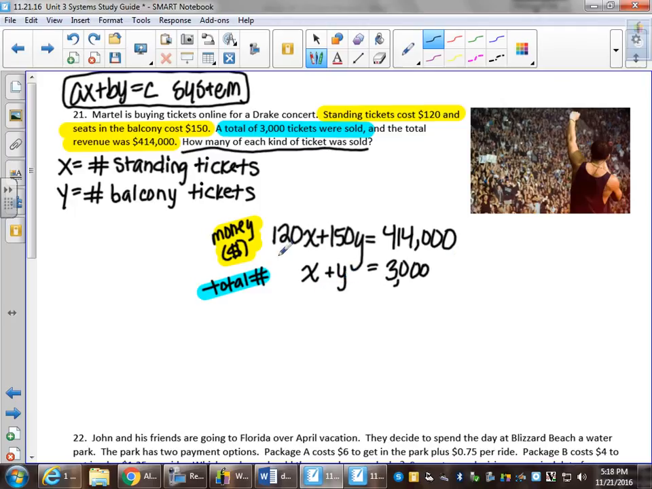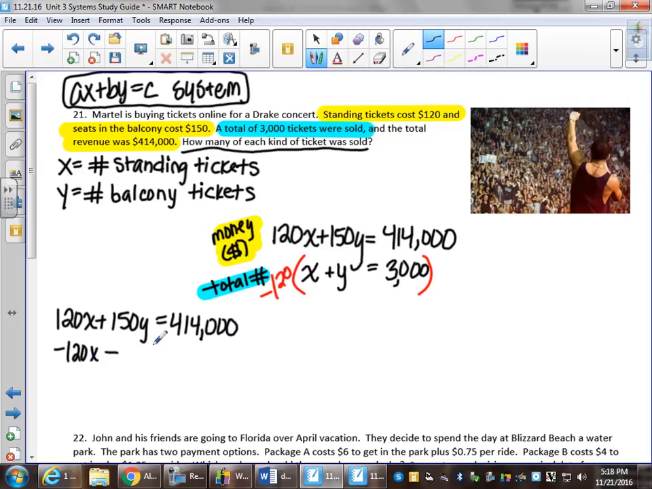For X to cancel, this is a positive 120. I need this to be a negative 120, so I will multiply my second equation by negative 120. I didn't touch the top, so that's 120X plus 150Y still equals 414,000. The second equation becomes negative 120X minus 120Y equals 3,000 times negative 120. That's negative 360,000. Line down, line across.